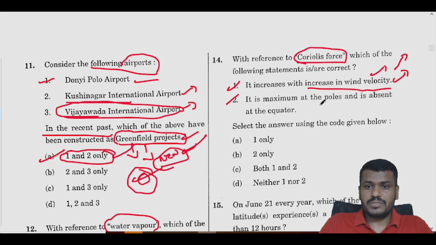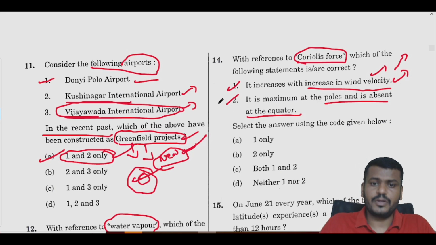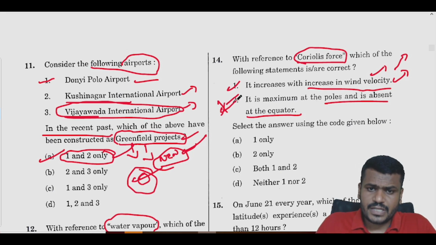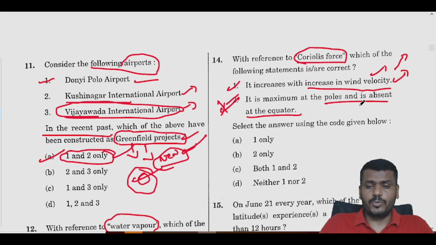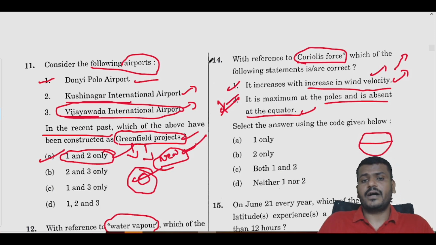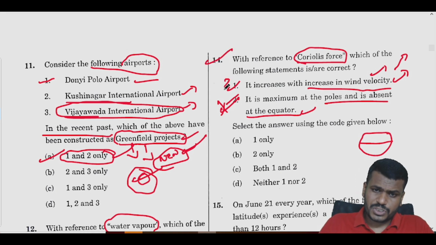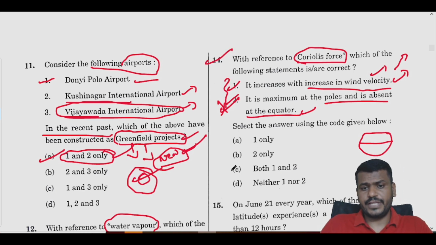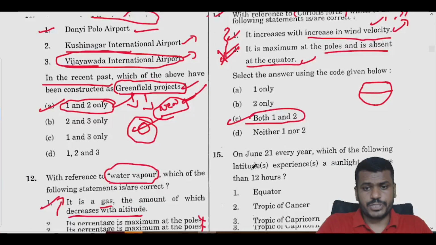It is maximum at the poles and it is absent at the equator. This is because in the equator too much heat is there, that's why it is absent at the equator. In the equatorial region you don't find Coriolis force, that's why the doldrums don't deviate here and there. Again a basic geography question, and with NCERT knowledge you can definitely answer these questions, guys.